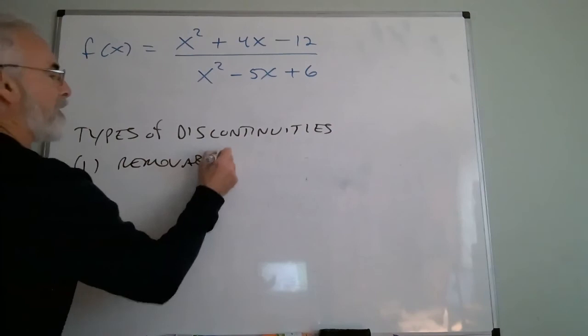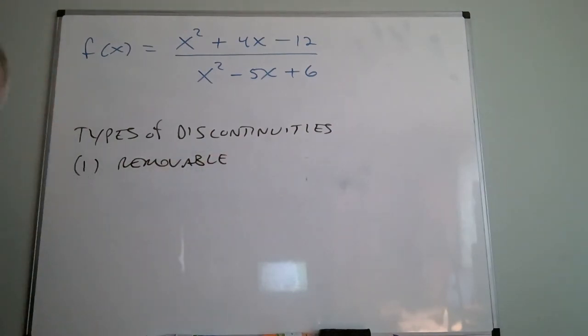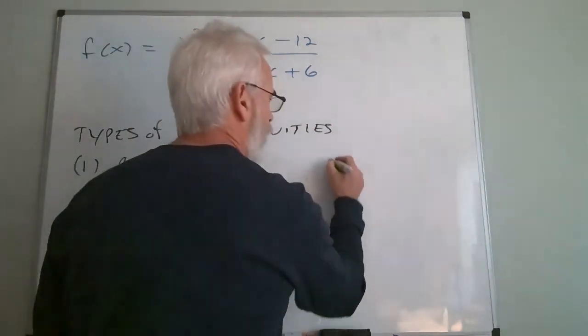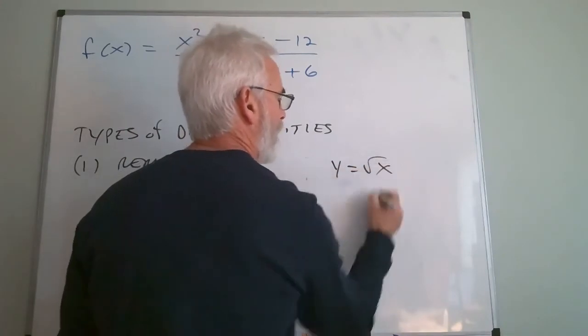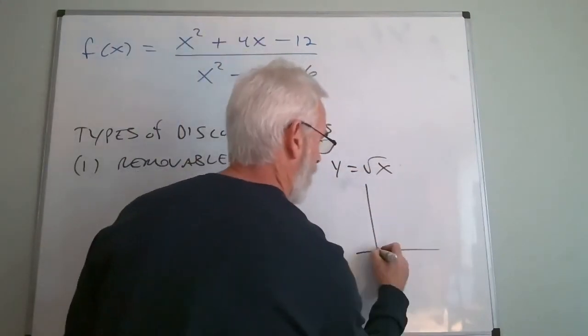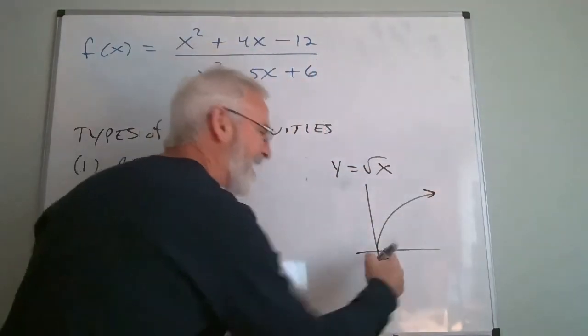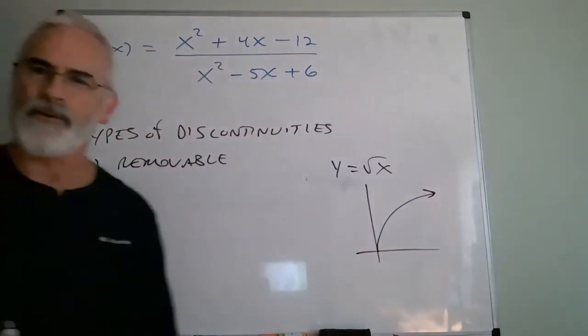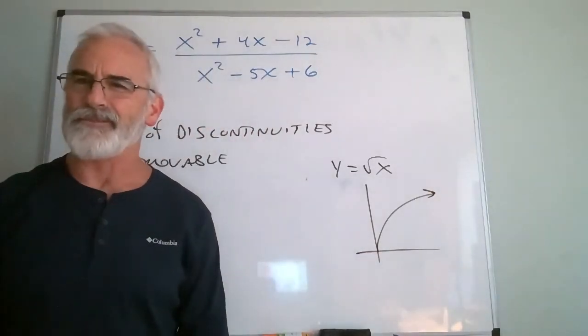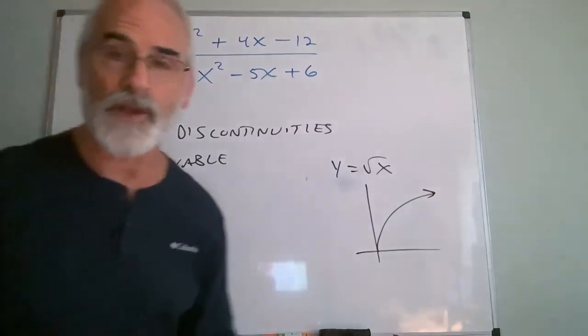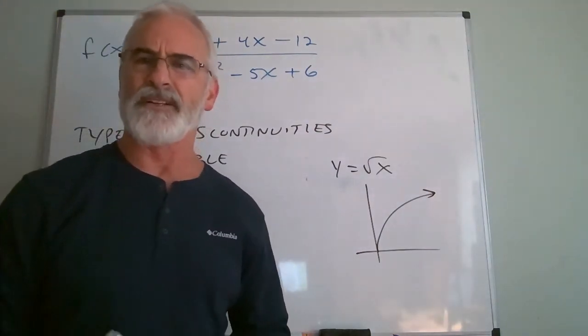Removable. We're very familiar with removable discontinuity. If I gave you the graph y equals square root of x, we love this graph. It's a cool graph. Am I continuous at x equals 0? I'm defined at x equals 0. Am I continuous at x equals 0?